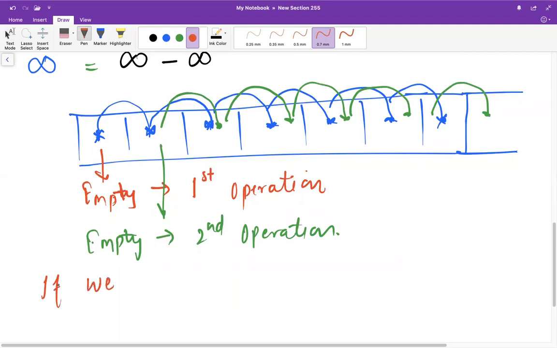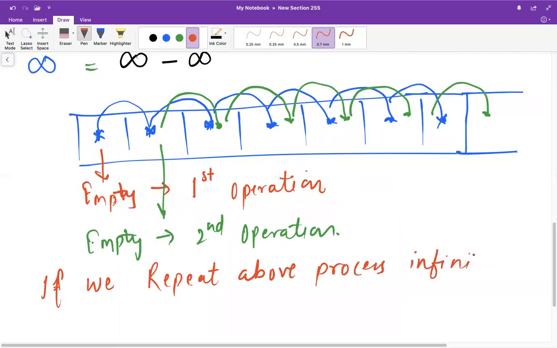So if we repeat the above process infinite times, don't you all think that infinite rooms will be empty, right? After the first operation, the first room is empty. After the second operation, the second room is empty. If I repeat this operation infinite times, don't we all agree there will be infinite rooms which are empty?